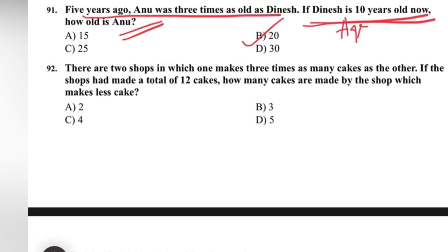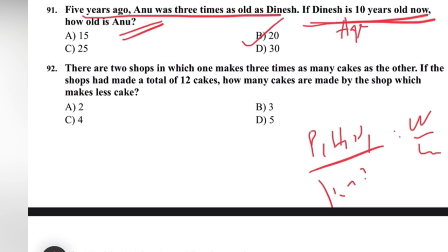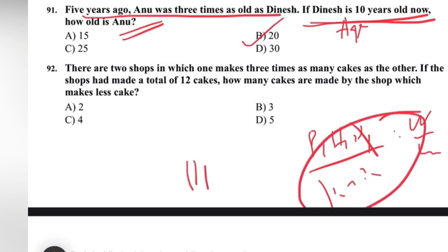2 shops, which one makes 3 times as many cakes as the other. If the shops plus how many cake, that's also with the time and work you can easily find out. If there's a relation P1H1D1 divided by P2H2D2, so you know that how to solve it, W1 by W2. So apply those formula, and if the work is not given, the formula will be PHD. So try to solve it like that. That will be very helpful.